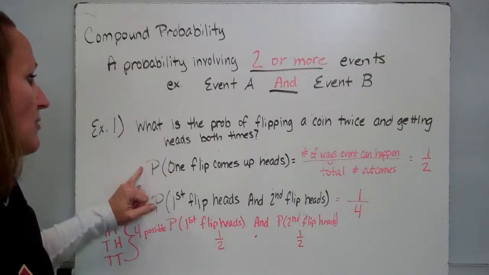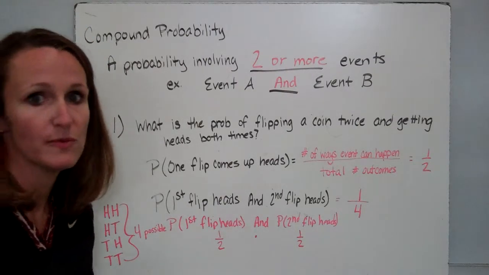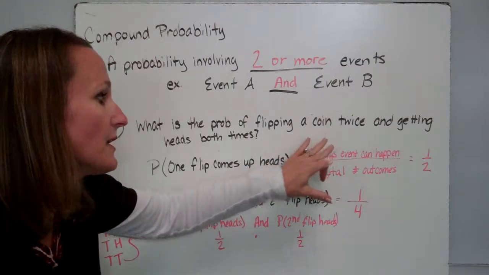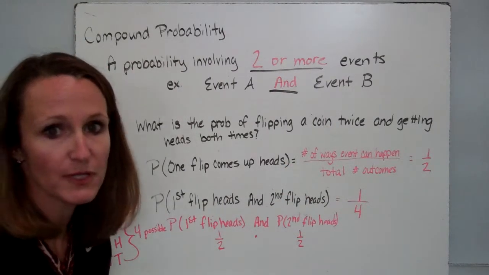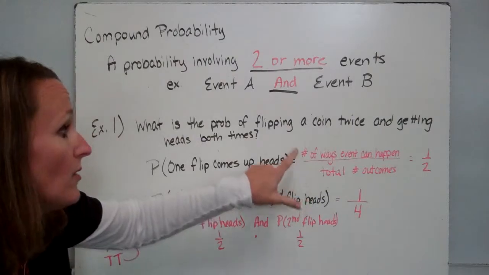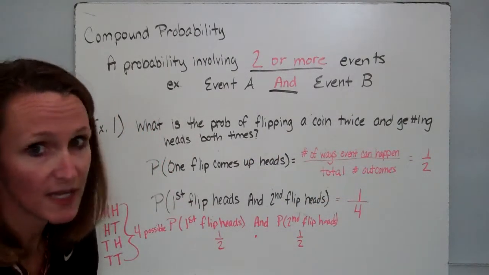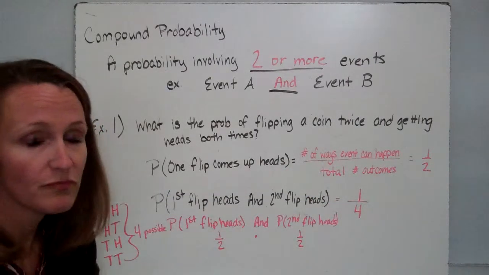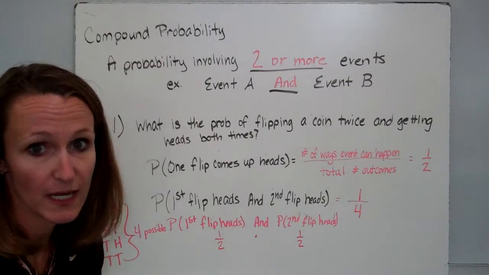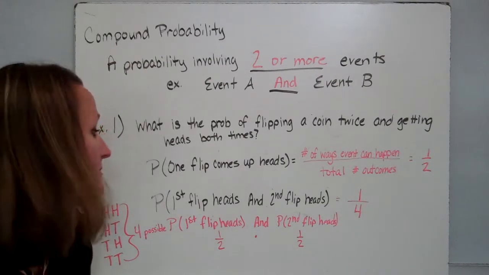So we would write it, the probability that one flip comes up heads. Remember that we write probability as the number of ways an event can happen over the total number of outcomes. So to find the probability of getting one head, the number of ways it can happen is 1, because there's only one way to get heads on a coin, over the total number of outcomes, 2. So the probability of flipping a coin and getting heads is 1/2. That's also the probability of getting tails.